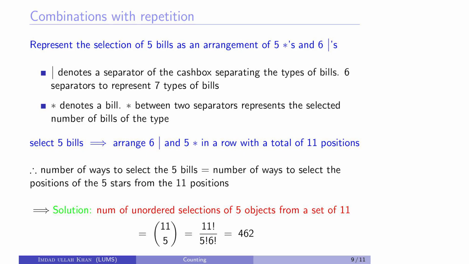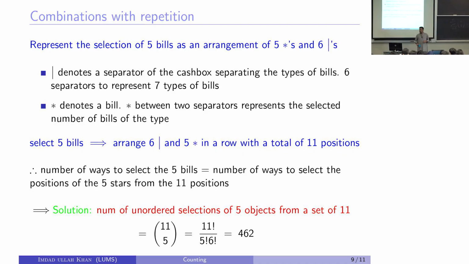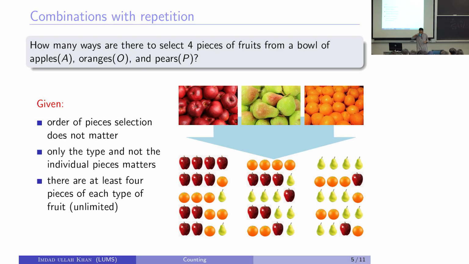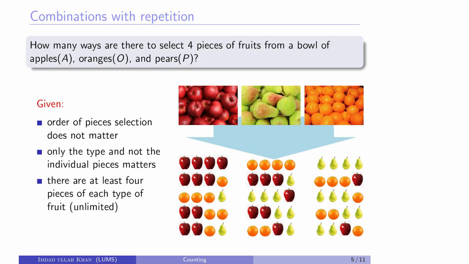So if you understand this, how many stars will be there for the apples and pears one? For the fruits one? There will be 4 stars. And how many bars, how many separators will be there? 2. There are 3 types. There is a boundary between apples and pears, and a boundary between pears and oranges. Yes?